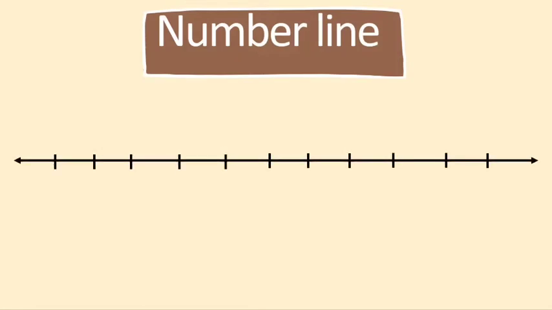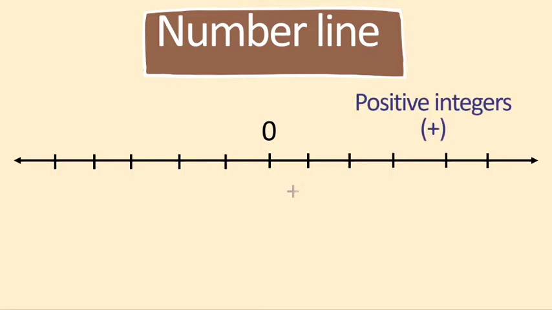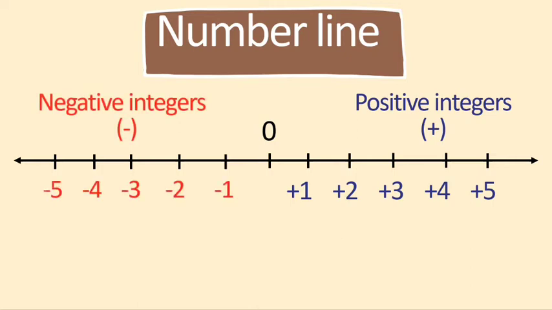For you to visually see the integers, let's use the number line. The 0 is here, and all the integers on the right or after 0 are the positive integers. And all the integers on the left or before the 0 are the negative integers.